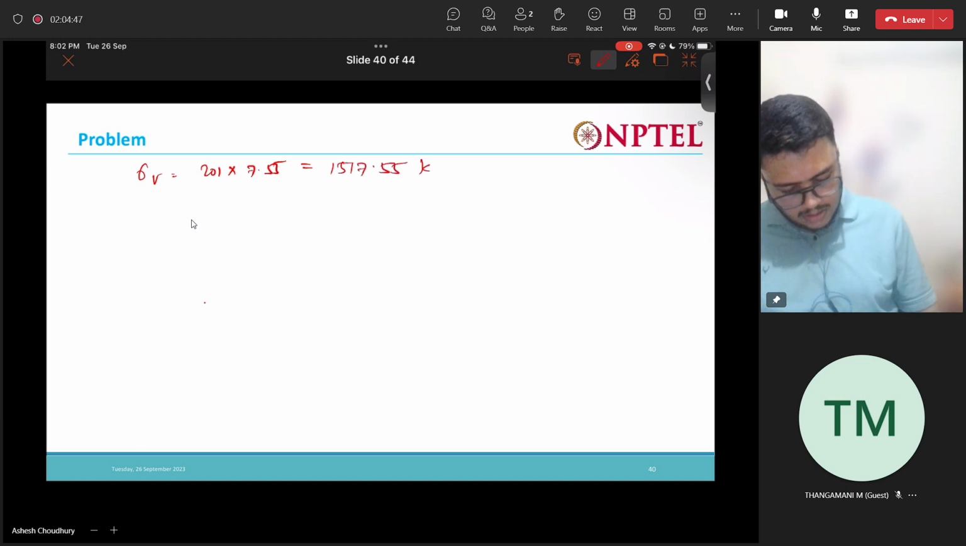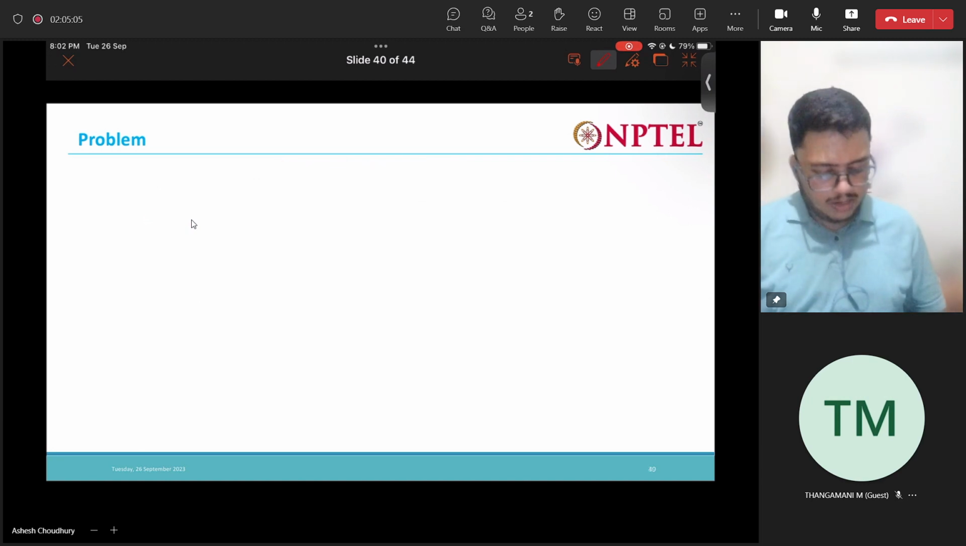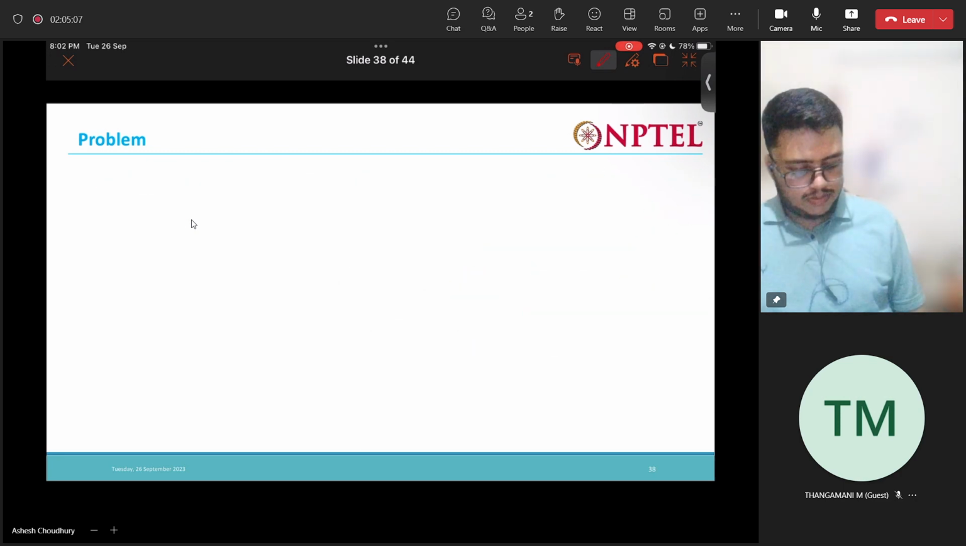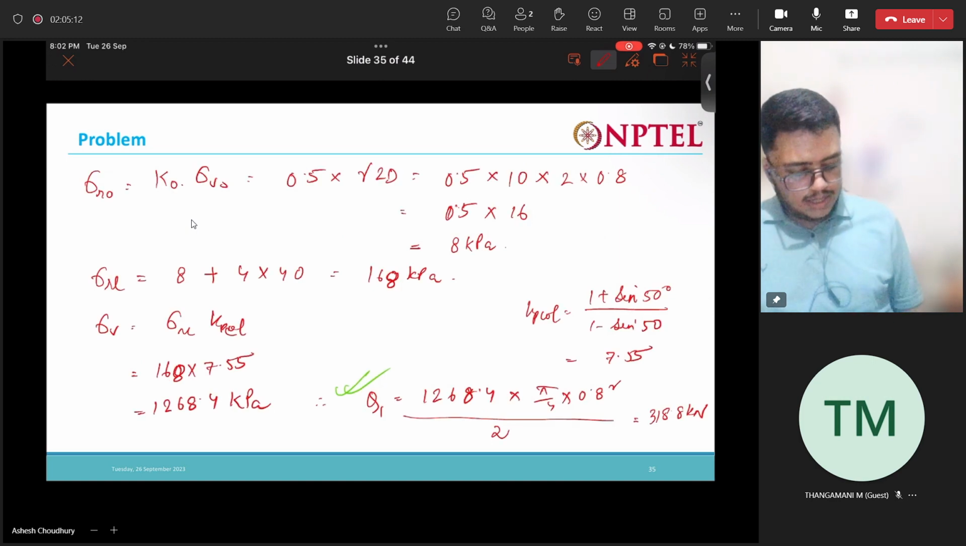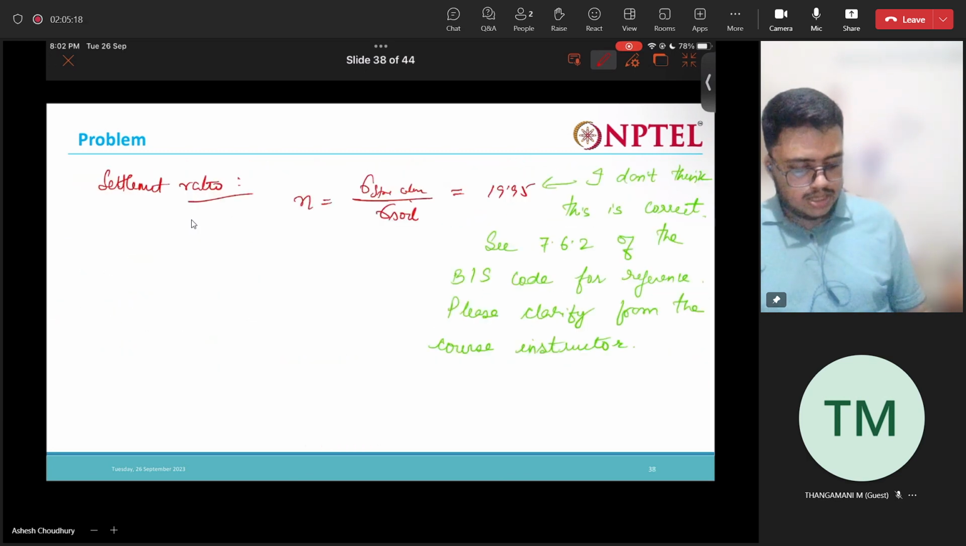1517.55 kPa. Therefore now Q1 is becoming 1517.55 into pi by 4 into 0.8 square by 2, 381 kN. So previously how much was Q1? Previously Q1 was 318.8 kilonewton, right? 318 kilonewton. Now it has increased to 381 kilonewton.